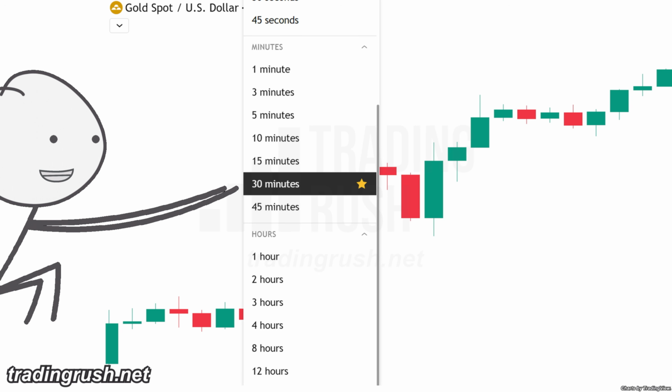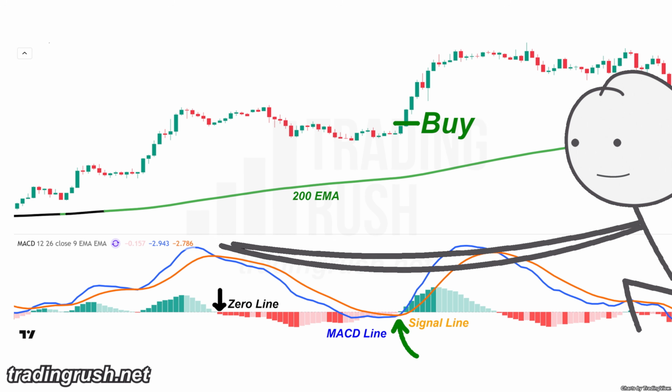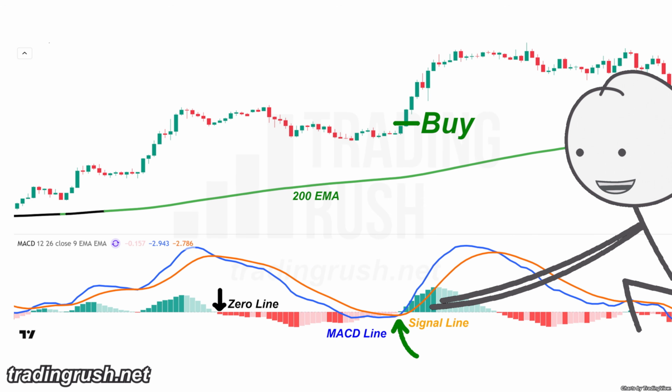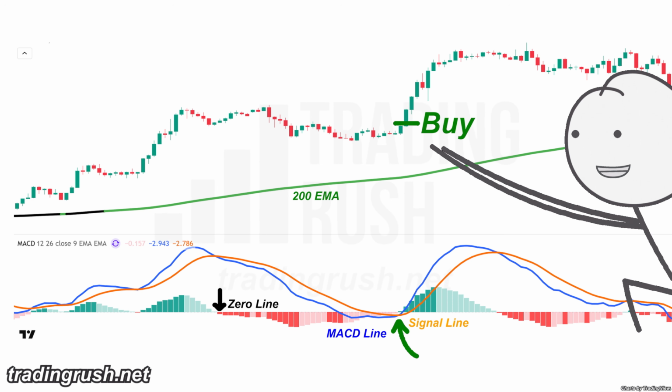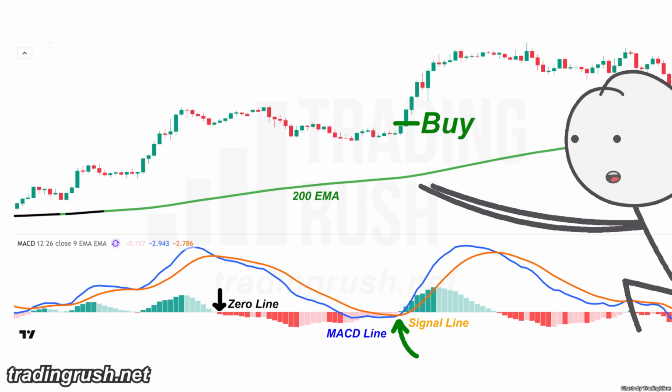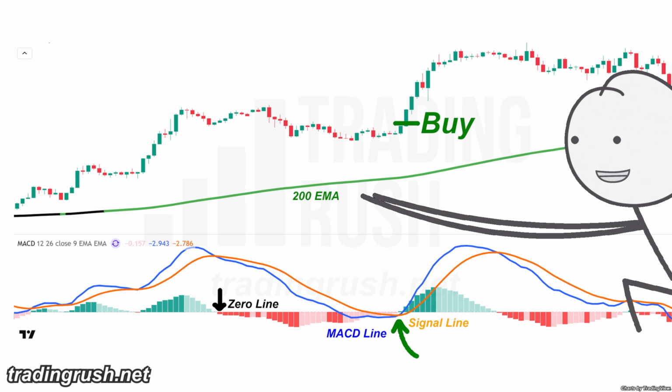But my actual entry time frame where I took all the trades was 30 minutes. On this entry time frame, I added the MACD indicator with its default settings. When the MACD line crossed above the signal line, and that crossover happened below the MACD 0 line, I took a long trade only if the price was also above the 200-period moving average. I was using this 200-period moving average to see the long-term trend on the 30-minute entry time frame.